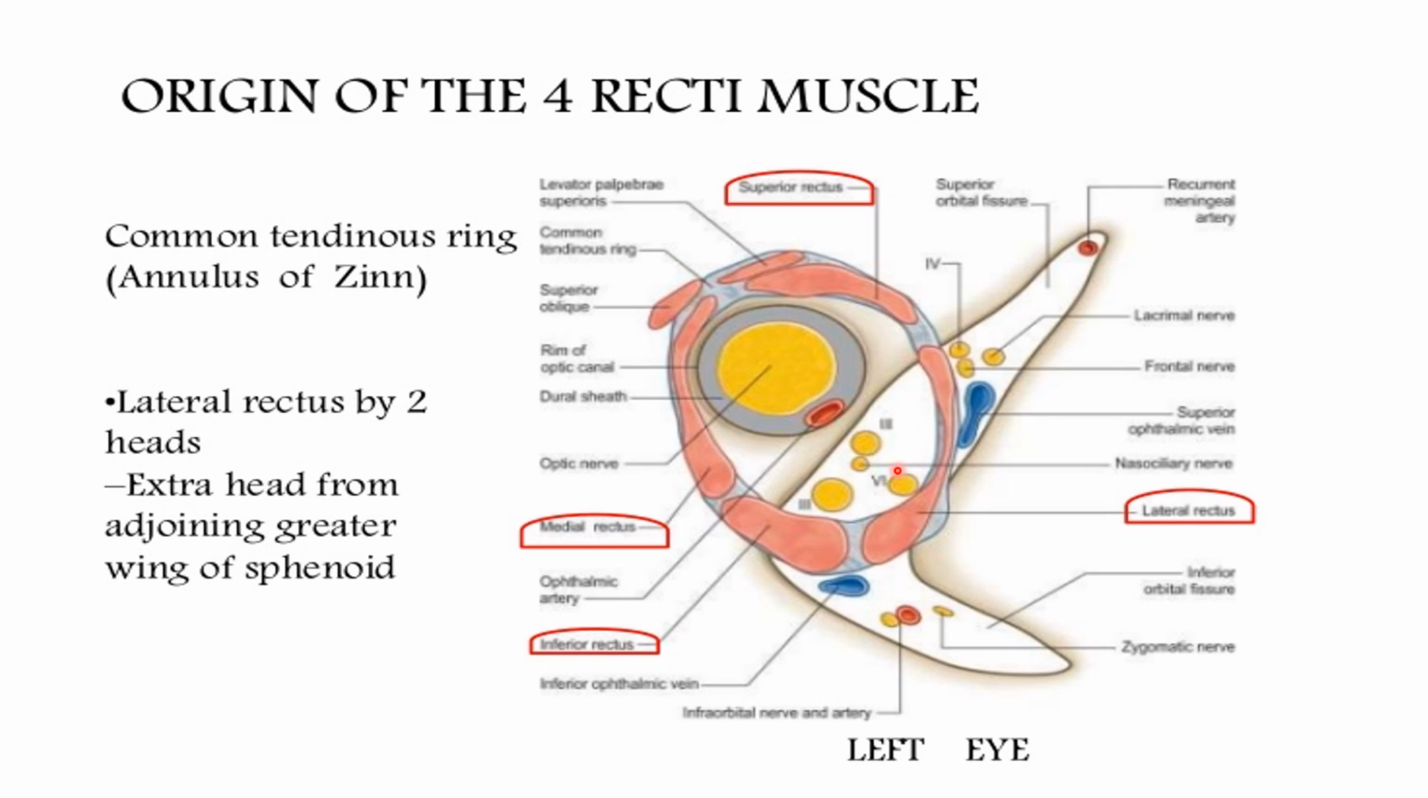Why I am talking in detail about this common tendinous ring is that all the recti muscles take origin from it. But the lateral rectus alone has two heads. One head takes origin from the common tendinous ring and the other head takes origin from the adjoining greater wing of the sphenoid also.